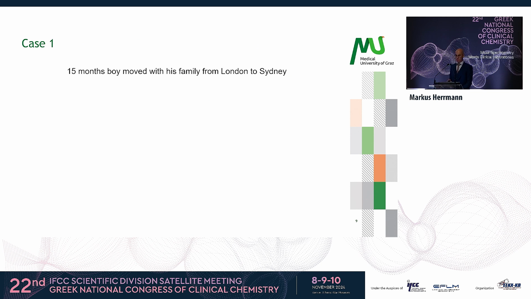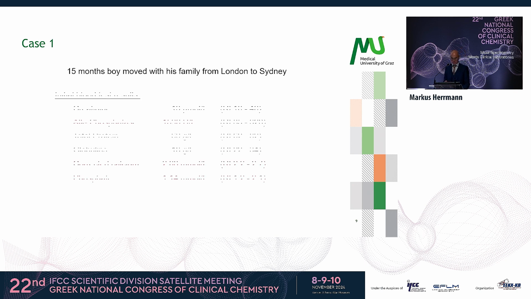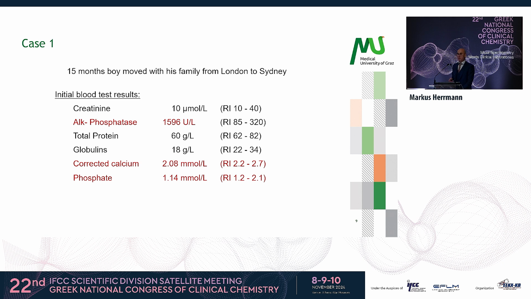A 15-month-old boy who recently moved with his family from London to Sydney. His laboratory results show a markedly raised alkaline phosphatase activity in conjunction with low calcium and phosphate concentrations. Now, this pattern is highly suspicious of secondary hyperparathyroidism due to vitamin D deficiency. In fact, subsequent measurements confirmed a significantly increased PTH and an undetectable vitamin D.